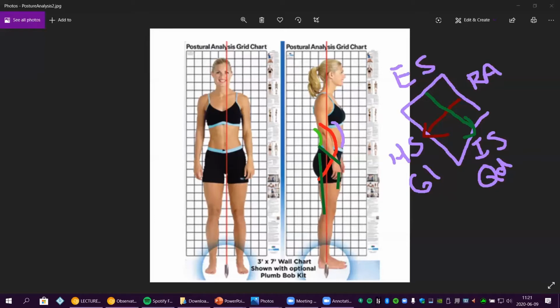Good. Do you see how these classes come together, though, when we're looking at the posture? What we're really looking at is, what are we going to treat them with?